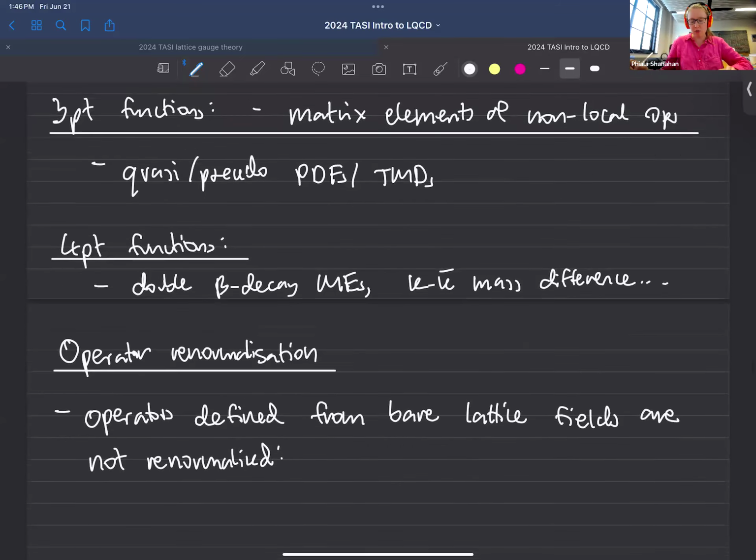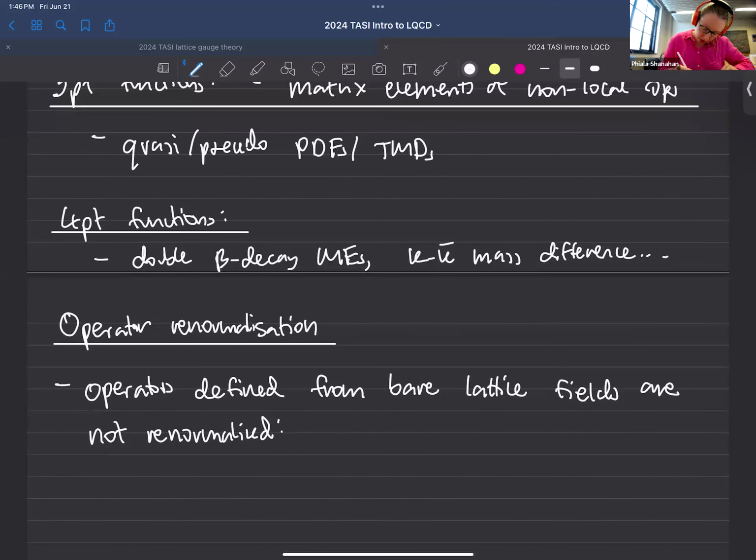As I just said, operators defined from bare lattice fields are not renormalized. So there's an extra step required. And this is true even for renormalization scale independent operators, because the lattice discretization can introduce a finite shift. So this renormalization step is really important. And in fact, in this renormalization step, you have to be careful because you've changed the symmetries of your system. When we broke our Lorentz symmetry down to, say, the hypercubic group, that also changes the way that operators can mix under renormalization.